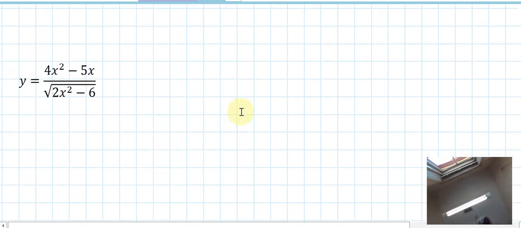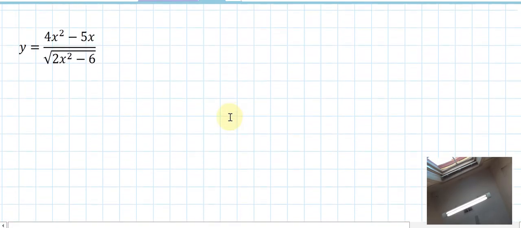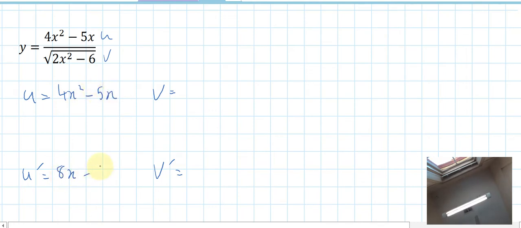Alright. I think this is our last one. So, the process. We have our U and our V. We want U, V, U dash, V dash. Set up your ingredients before you dive into the rule. U is 4x squared take 5x, therefore U dash is 8x take 5.